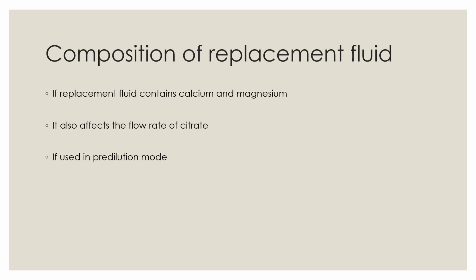The third important factor is the composition of replacement fluid. Whether the replacement fluid contains calcium and magnesium also affects the flow rate of citrate. If calcium-containing replacement fluid is used in pre-dilution mode, the amount of ionized calcium entering the filter will increase, requiring more citrate to chelate it. If calcium-containing replacement fluid is used in post-dilution mode, the impact on the amount of citrate will be small, but it may increase the risk of coagulation in the post-filter air trap chamber.